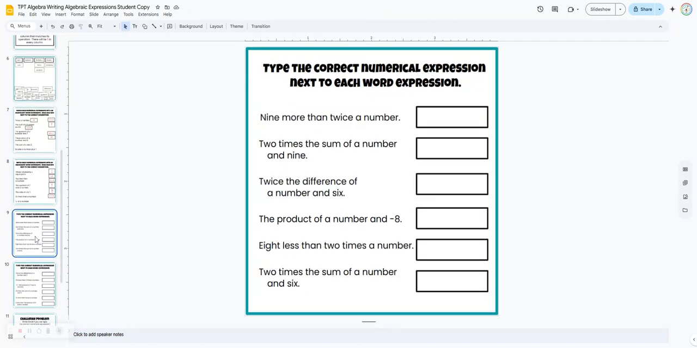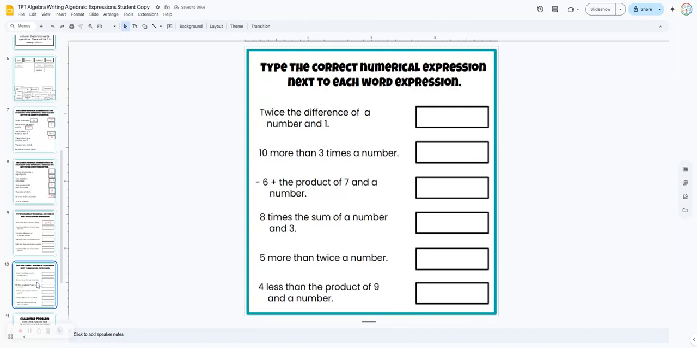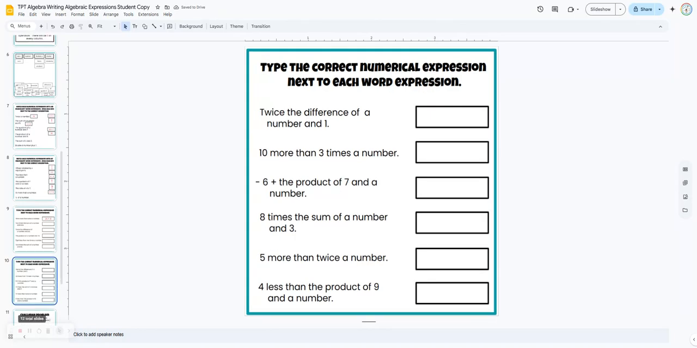When they get to slides 9 and 10, now they're actually going to type in the numerical expression. So 9 more than twice a number would be 2x plus 9. And so they're going to type all of those in, and same thing on the next slide.